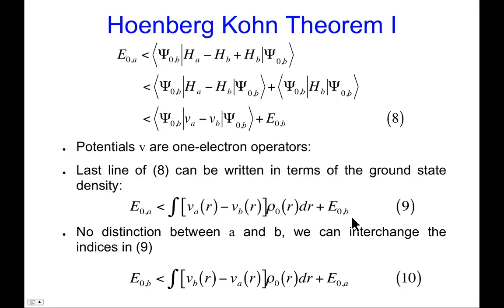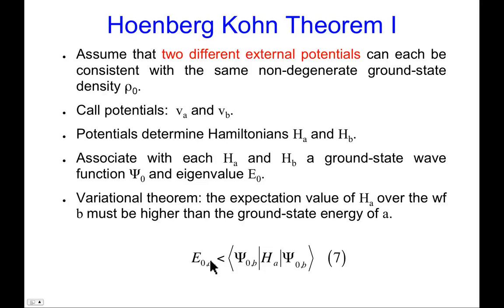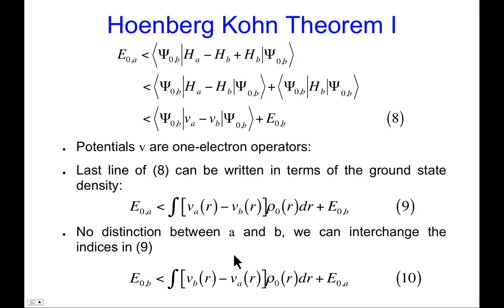Okay, well, this whole thing was just using some arbitrary labels, A and B. I could have started back in the last slide labeling this B and this A and this B and this A. I would have gotten the same result: evaluating the other wave function over a given Hamiltonian will give you an energy greater than the ground state for that Hamiltonian. So I could just as easily swap all these indices. A becomes B, B becomes A, and so on. So this also must be true.